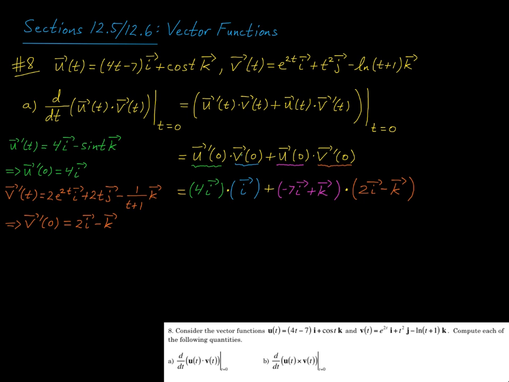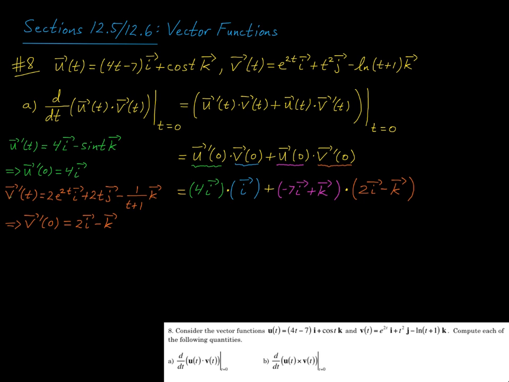Okay, what's v of 0? Well, just plug 0 in for t into the vector function for v, and you're going to get e to the 0 i, so that's 1i, plus 0j, minus the natural log of 1 k, and the natural log of 1 is 0. So in fact, v of 0 is just i. Oh, okay, so that's really nice. u of 0, well, if you plug 0 in for t, that's going to be negative 7i plus 1k. So negative 7i plus k for u of 0.